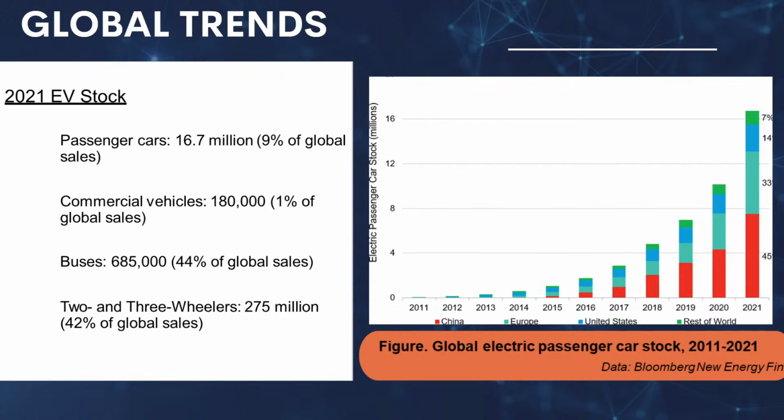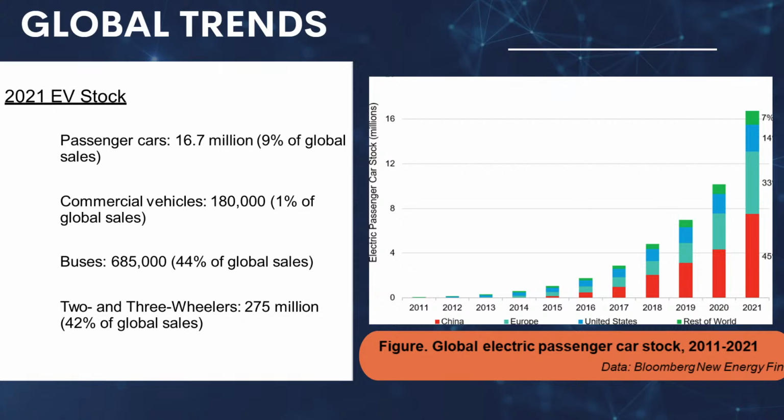Next is the electric buses. In 2021, 685,000 electric buses were sold. They made up 44% of all bus sales. More cities are using electric buses for cleaner and quieter public transportation.